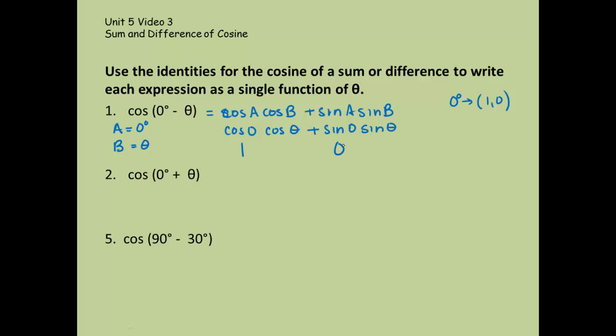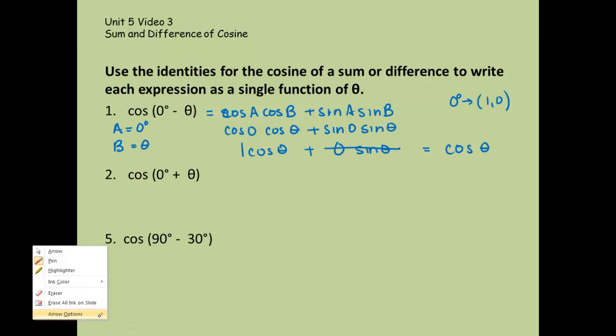I do not know what the cosine of theta and the sine of theta is because theta is any angle I want it to be. So since it's still a variable, I've got cosine of theta and sine of theta remaining in my formula. For a final answer of, well, 0 times anything, so this gives me the cosine of theta as my simplified answer. Let's try that again with the cosine of 0 plus theta.